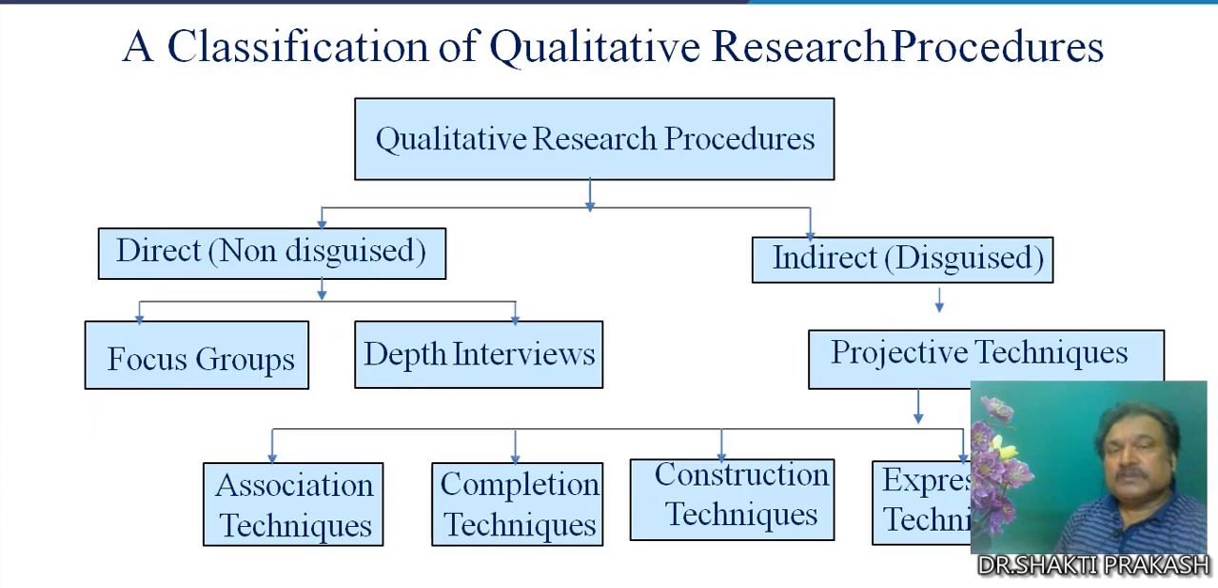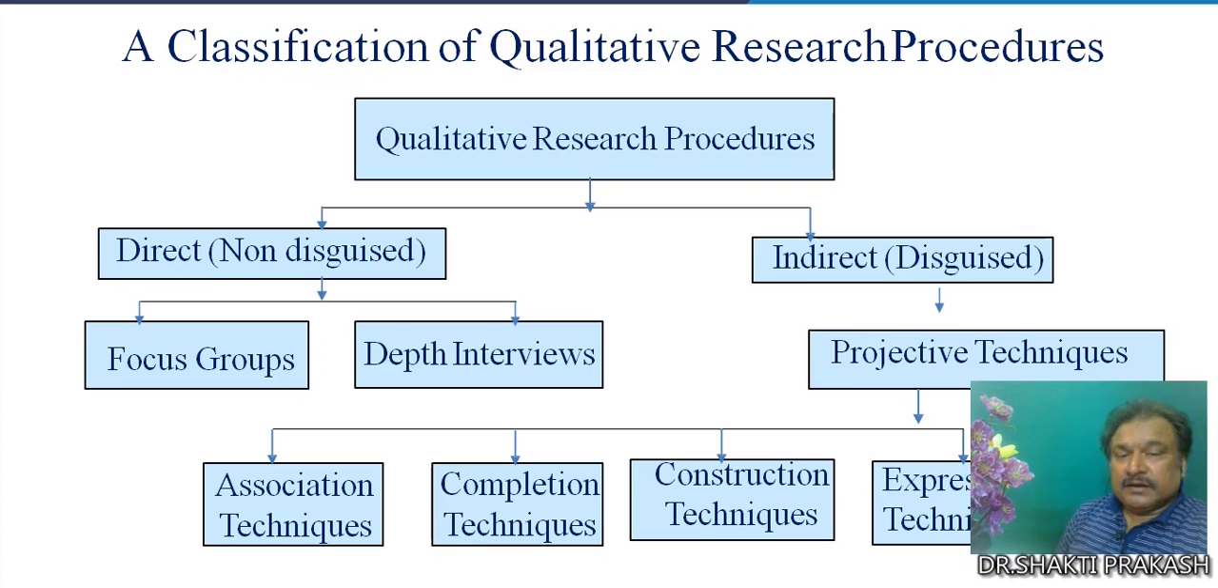What is the classification of qualitative research procedures? One is direct, non-disguised, and indirect, disguised, then focus group. In direct there will be two types: focus group and depth interview. Indirect is the projective technique.